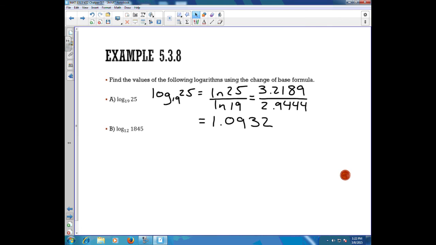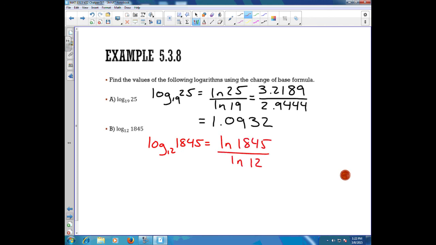So let's do the same thing for the second example, log base 12 of 1845. We're just going to say that's the natural log of 1845 over the natural log of 12. And if we divide both of those in our calculator, you should get 3.0264.